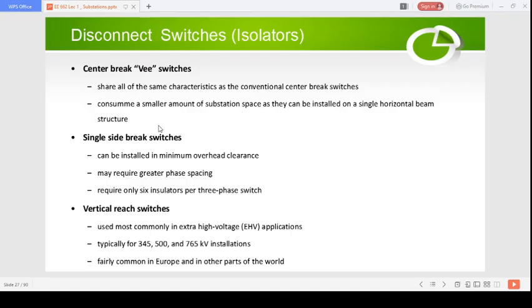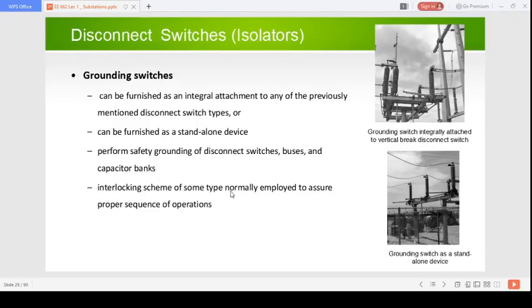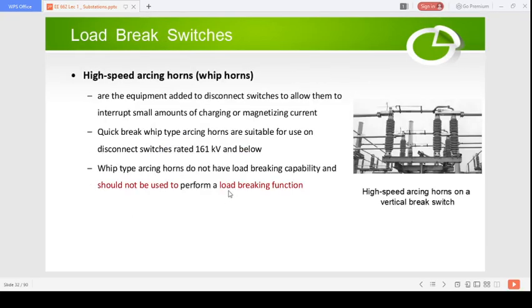Okay, and then you have the single side break switch, which can be installed in a minimum overhead clearance, and may require greater phase spacing. It requires only 6 insulators per 3-phase switch. So single side breaker.